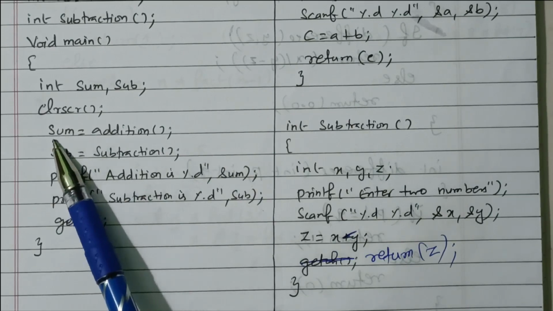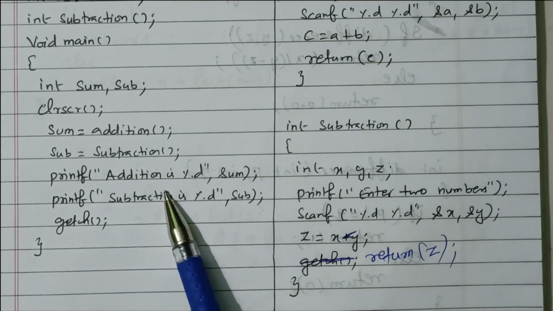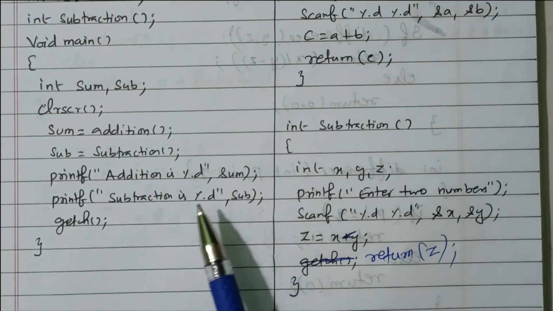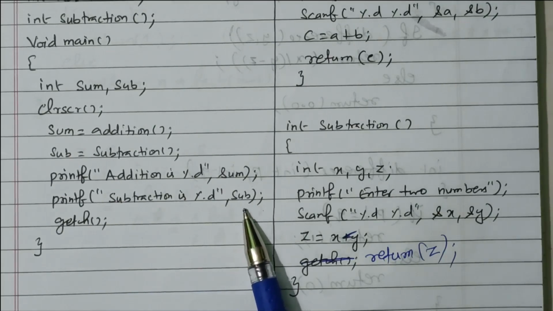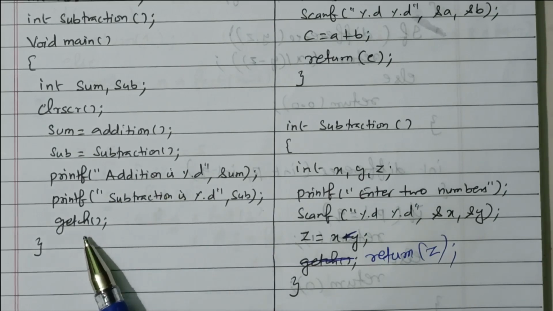Now the answers available in sum and sub, addition and subtraction, are printed. Printf addition is percentage d, sum. The sum is available in variable sum. Similarly printf subtraction, the subtracted value is available in sub. So these two values are printed. After getch, we can close the program.